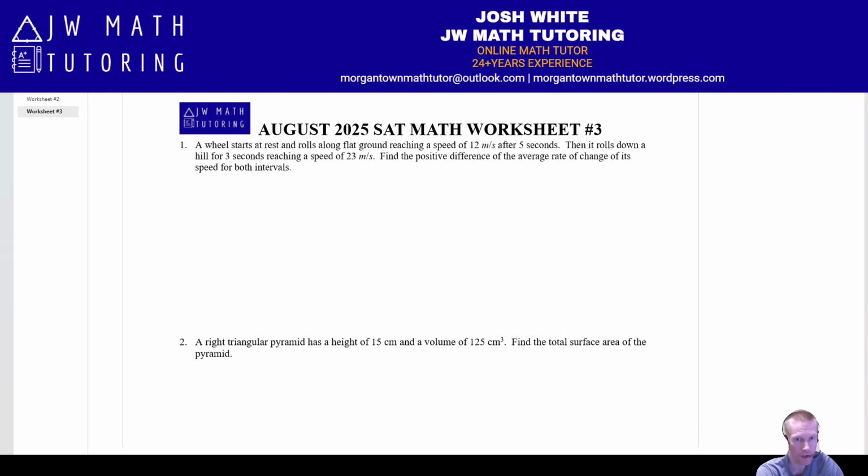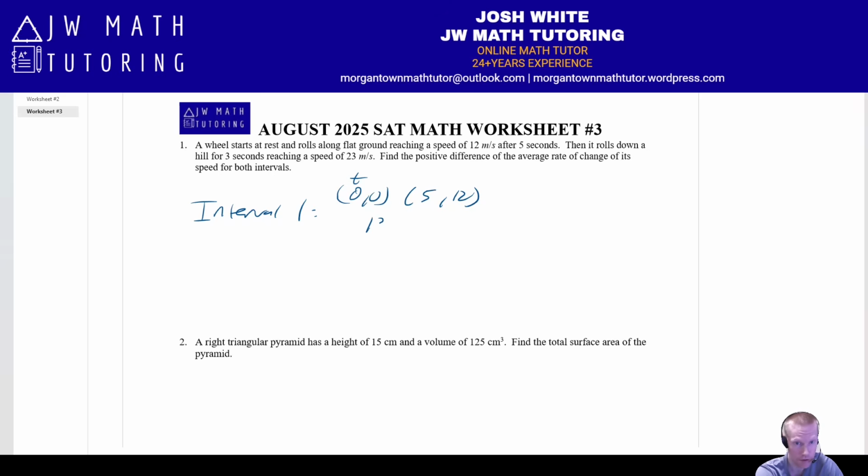What you're comparing is basically the average rate of change of the speed over both of the intervals and essentially subtracting them. It says positive difference here because we want to take the larger one minus the smaller one, regardless of which one happens first versus second. So over interval 1, think of this as points. It starts at rest, so the time is 0, its speed is 0. And then after 5 seconds, its speed is 12.